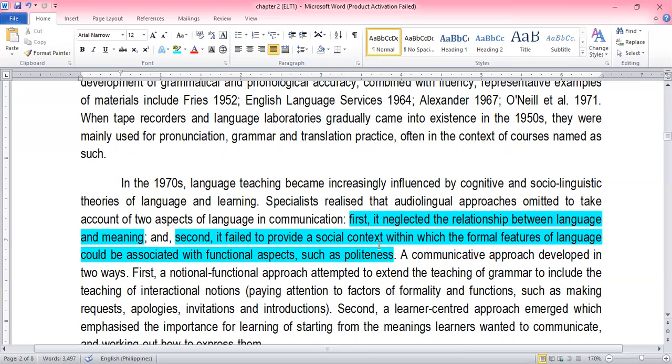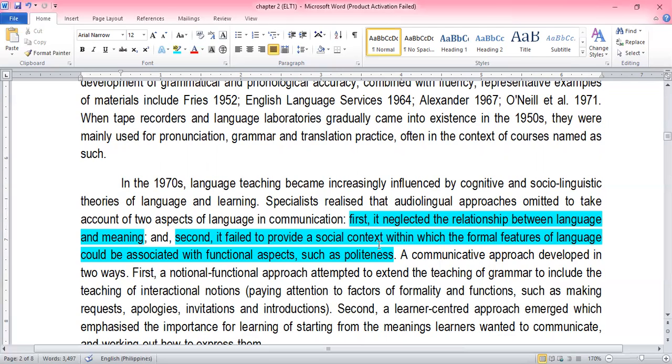And this specialist realized that audiolingual approach omitted to take account of two aspects of language and communication. First, it neglected the relationship between language and meaning. Di ba? As I've repeatedly mentioned in the first chapter, it's not enough that you are knowledgeable of the rules of grammar with English, kasi nga English yung second language at English is English. It's not enough that you know the rules of grammar, like kabisado mo yung subject-verb agreement, kabisado mo yung preposition, lahat ng verbs, adverbs, conjunctions, interjections. It's not enough that you're knowledgeable on that aspects. You have to know when, where, and how to use the language. Okay?